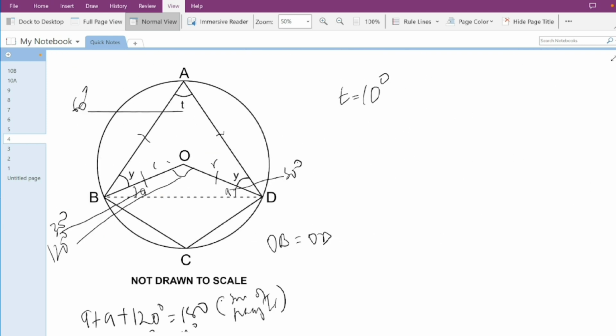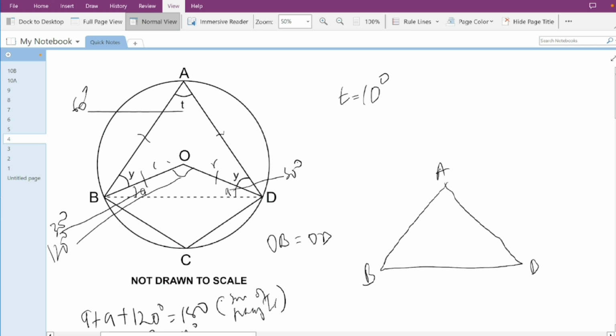So let's redraw the triangle so we understand what we're doing. We have a big triangle, A, B, D. We are sure we know our angle A is 60 degrees. Then we have this as y plus A, and we know our A is 30. This is y plus 30 and this is y plus 30. So we have this as y plus 30 since we've calculated our A to be 30.